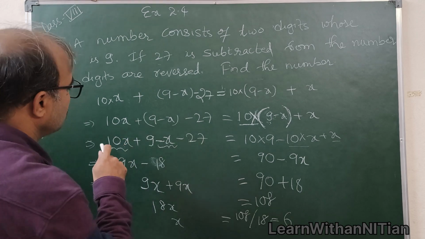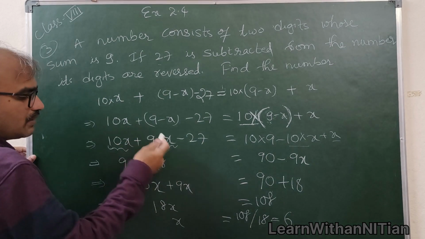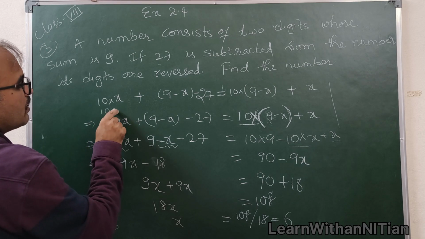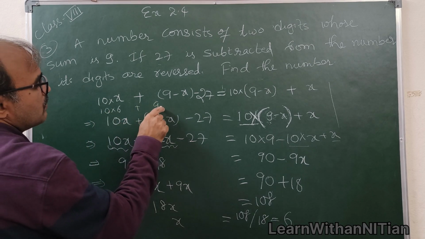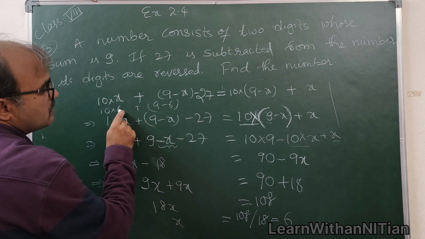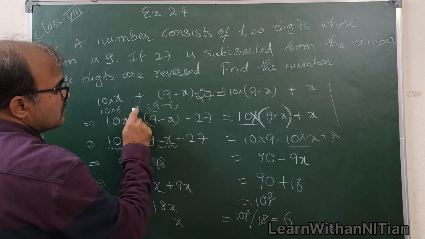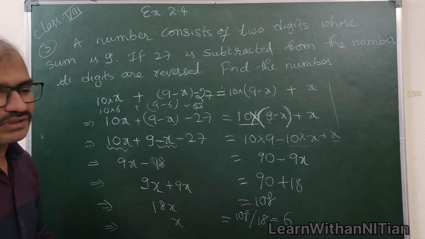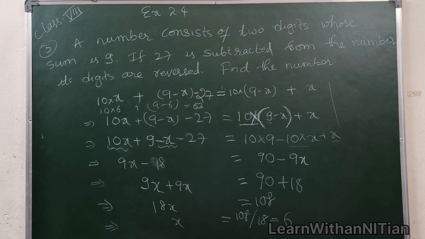So the number will be, you write down, 10 into 6 plus 9 minus 6. 10 into x is 60, 9 minus 6 is 3. Totally the number is 63.